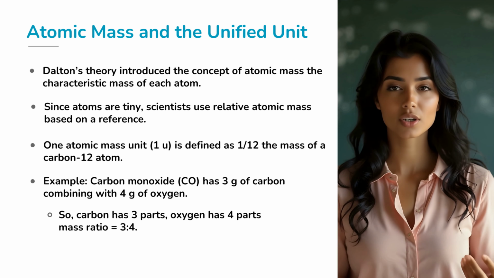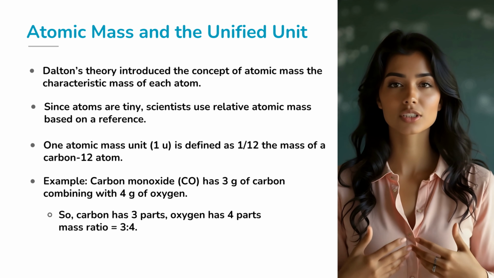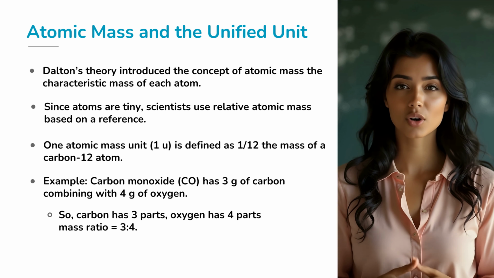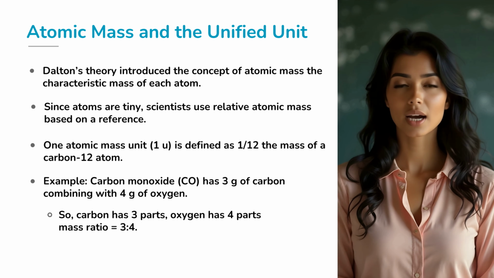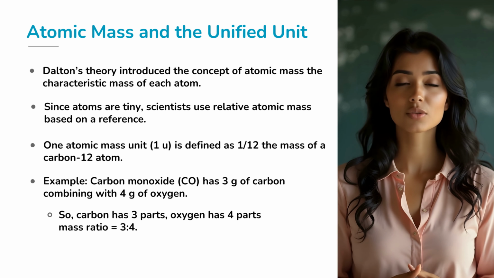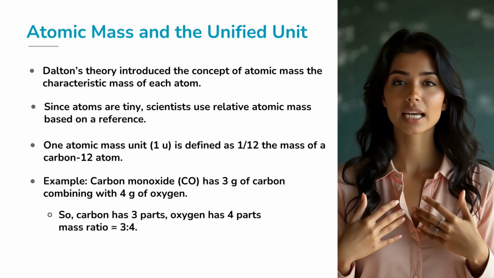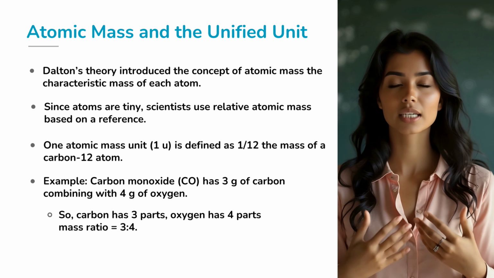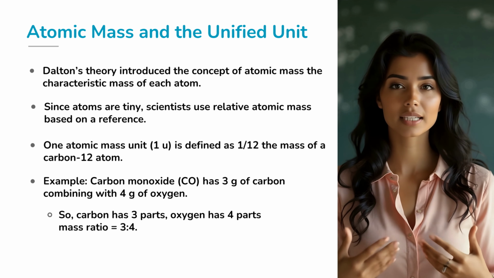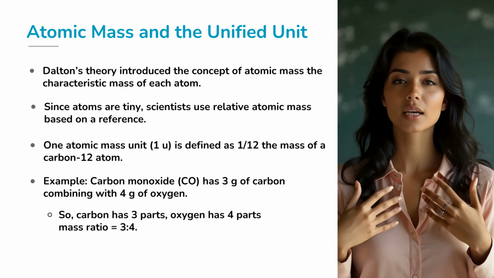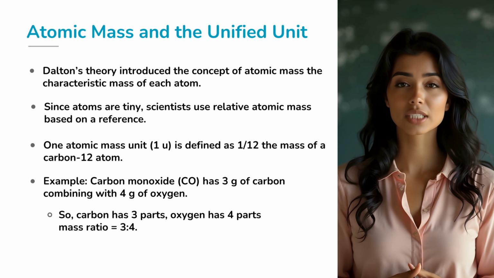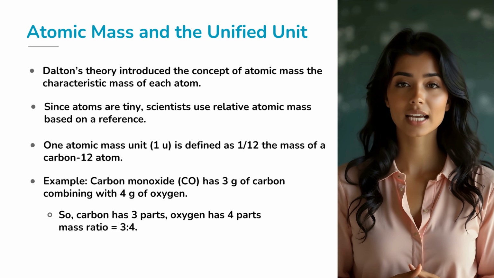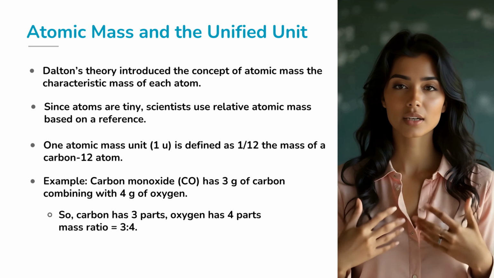Let's take carbon monoxide, a compound made of carbon and oxygen. Experiments show that 3 grams of carbon react with 4 grams of oxygen, so carbon and oxygen combine in a 3 to 4 mass ratio. This relative system helps us assign values like hydrogen, 1 atomic mass unit; carbon, 12 atomic mass units; oxygen, 16 atomic mass units. Visualize it like this: a fruit seller doesn't have a scale, so he uses a piece of watermelon as a reference to measure other pieces. That's exactly what scientists do with carbon-12.